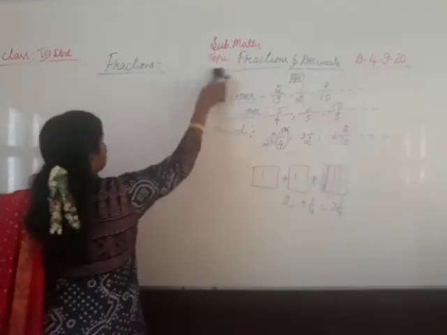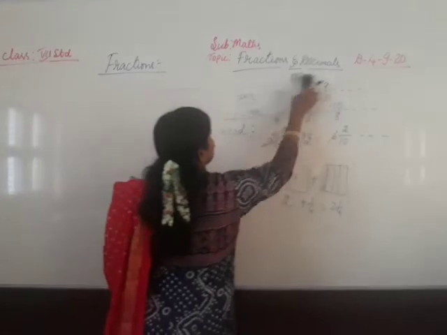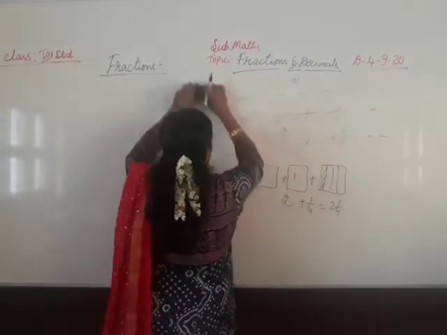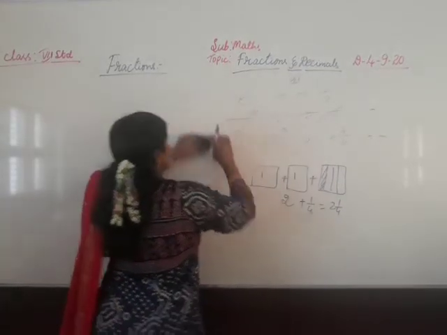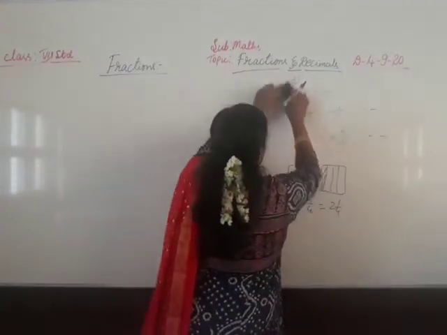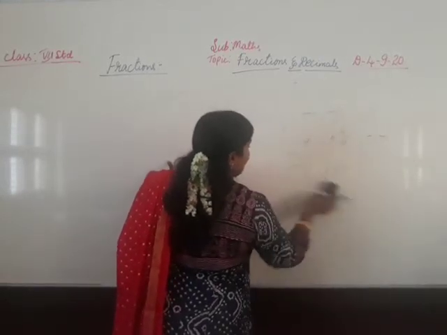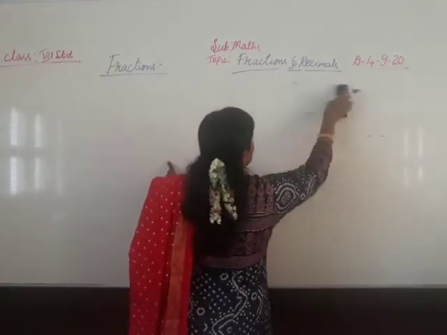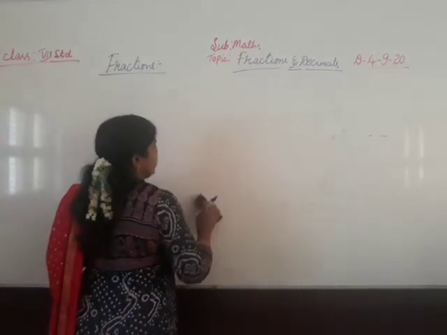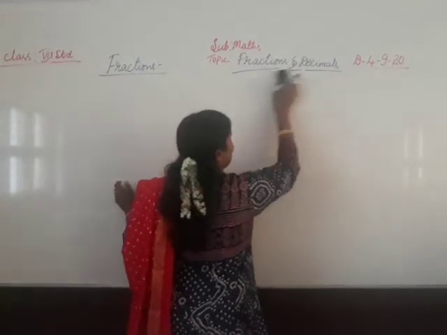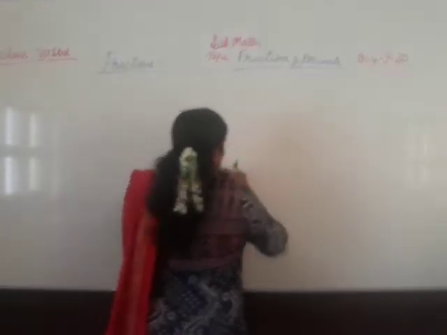So there are 3 types of fractions: proper fractions, improper fractions and mixed fractions. Proper fractions are the fractions which have the numerator lesser than the denominator. Improper fractions are the fractions which have the numerator greater than the denominator. Mixed fractions are the fractions which have a whole number and a proper fraction together. That type of fractions are called mixed fractions.